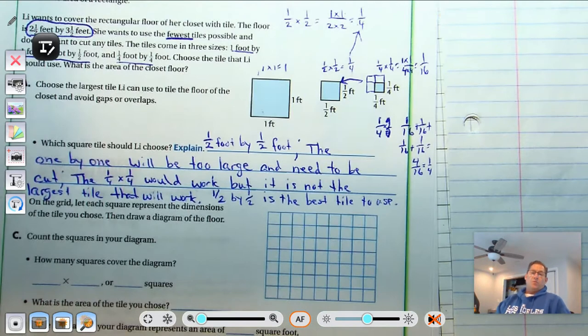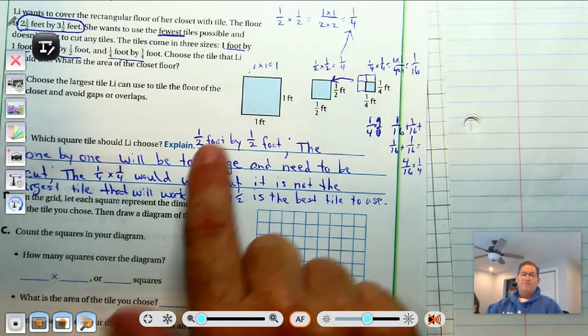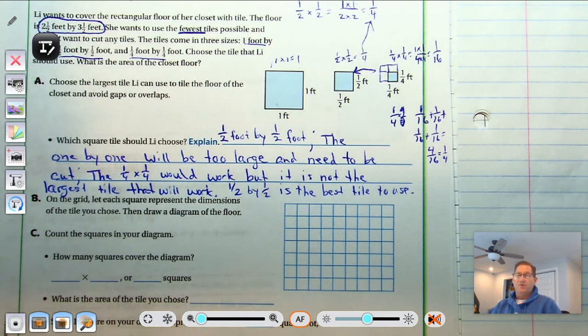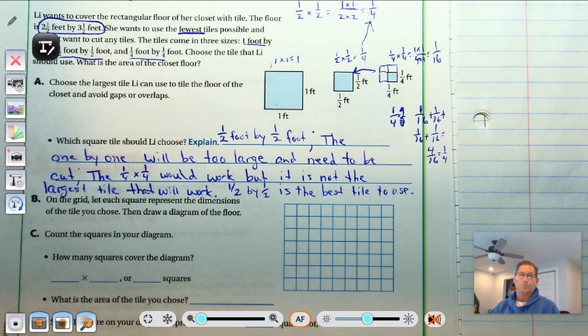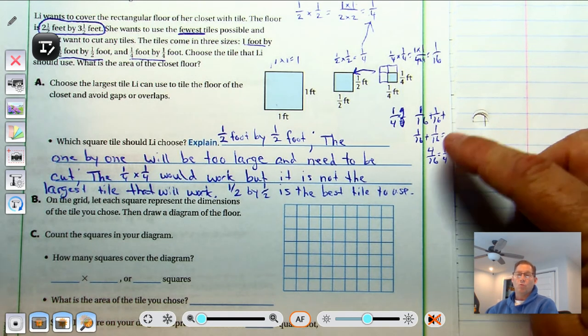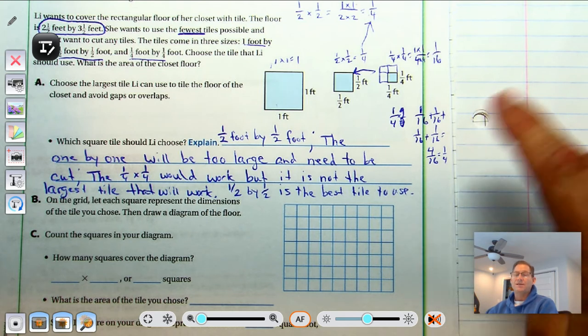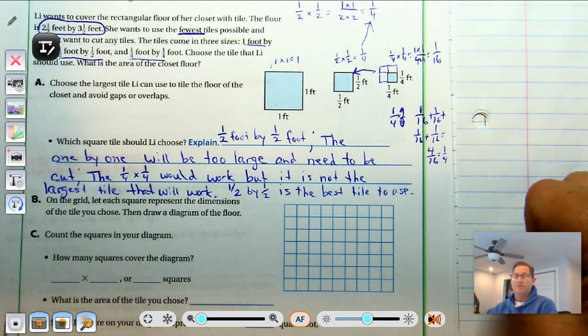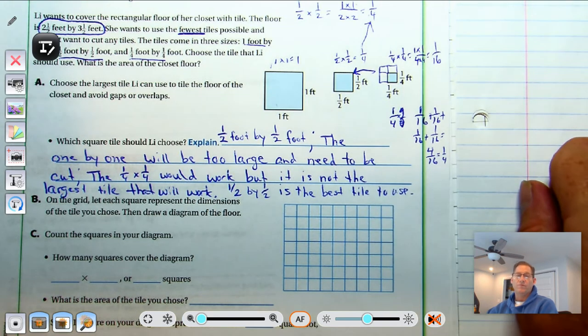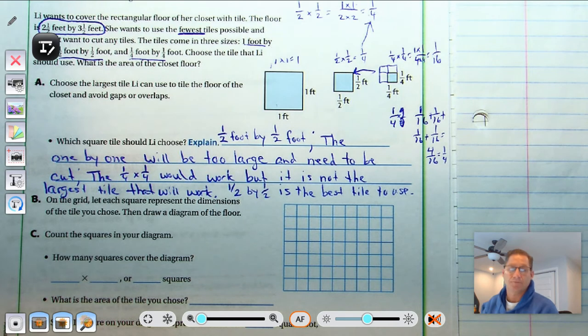All right. So that's what she should use, a 1/2 foot by 1/2 foot. If we take the 1 by 1, it's going to be too large, and she'll need to make cuts. She doesn't want to make cuts. The 1/4 by 1/4, which would be 1/16, we know will work, but it's going to take us four times as many as the 1/2 by 1/2. Because for every 1/2 by 1/2, I need 4 of the 1/4 by 1/4 to equal the same area. And she wants to use the fewest tiles possible.